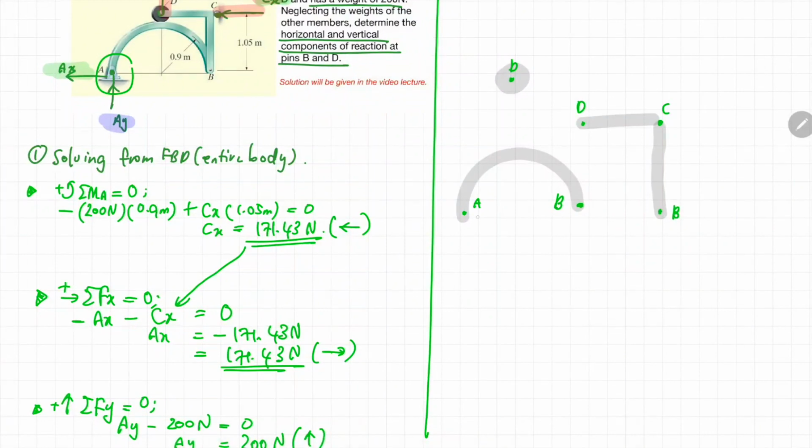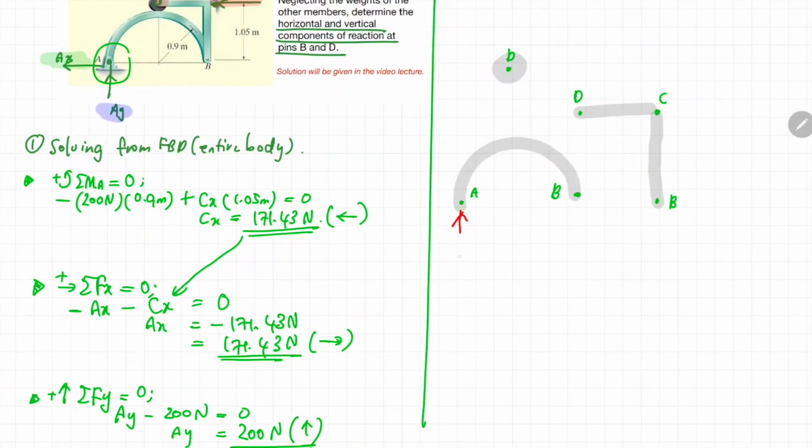Now let's draw the reaction forces at each joint. At joint A, there is a vertical force of Ay, and the magnitude we already calculated to be 200 Newton. And then there is another horizontal force acting at point A in this direction, and the magnitude is 171.43 Newton. Ini yang kita kira tadi kan.